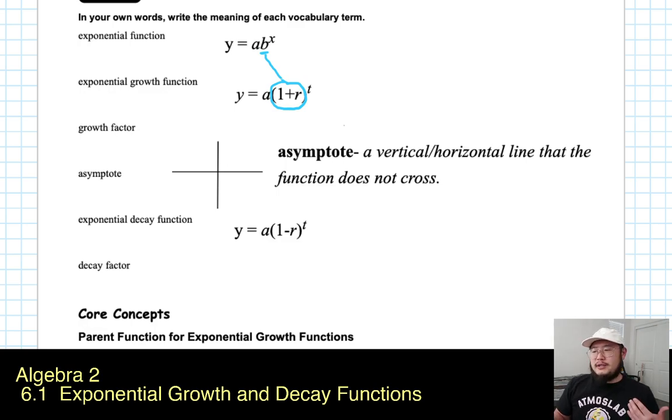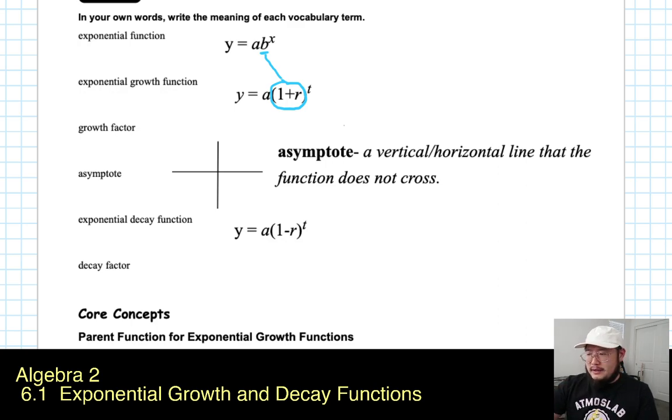We talk about exponential growth, and you're saying, well, where does that t come from? Well, it replaces the x, but t represents time. R will represent the rate. And those are the main differences right here between the growth function as opposed to just the exponential function itself.